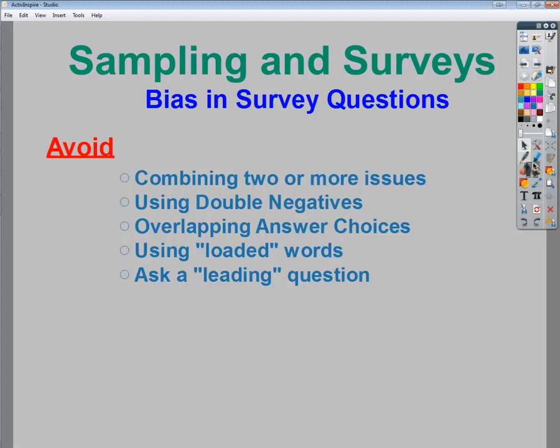So, long story short, in your question, you should only focus on one thing at a time. Your answer should be very specifically answering one thing at a time. You don't want to use double negatives.